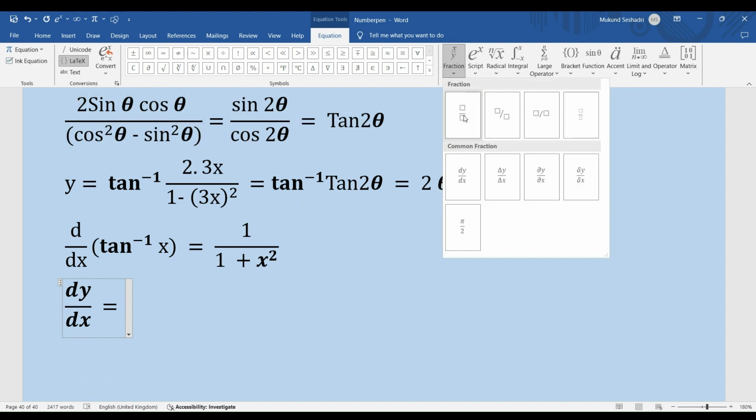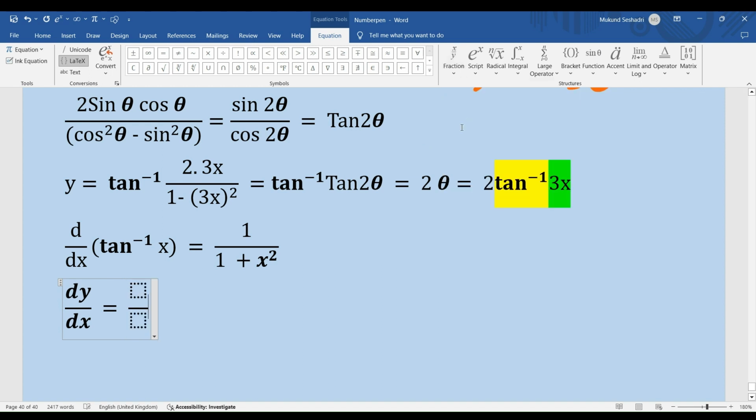I get my 2 remains as it is, so I keep it as it is, divided by 1 plus x square. Now you remember that we'll have to substitute 3x instead of x, right? So it becomes 9 times x square. So that's my first part. And then I do a differential of the inner function with respect to x, right? So what is my inner function? 3x. So d by dx of 3x is nothing but 3, right?